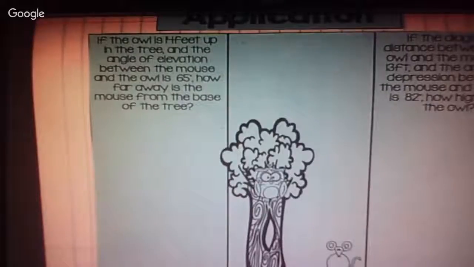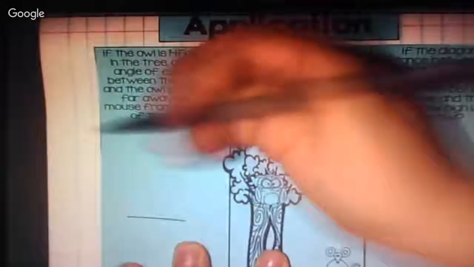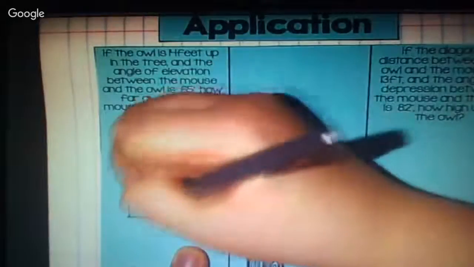Okay, so read the whole question first before you draw your picture so you know, do I need a ceiling or do I need a floor? The owl is 14 feet up in the tree, and the angle of elevation between the mouse and the owl is 65 degrees. How far away is the mouse from the base of the tree? Do I need a ceiling or a floor? I need a floor. We're talking elevation. So I need a floor, and from the floor up. So I need this triangle.